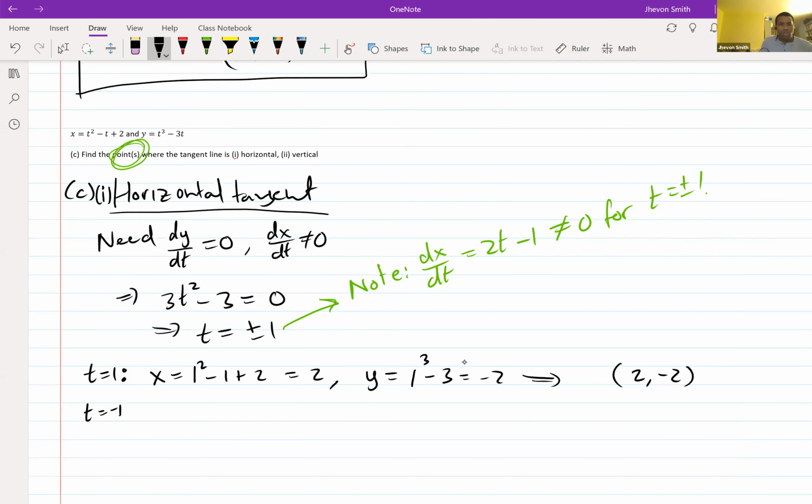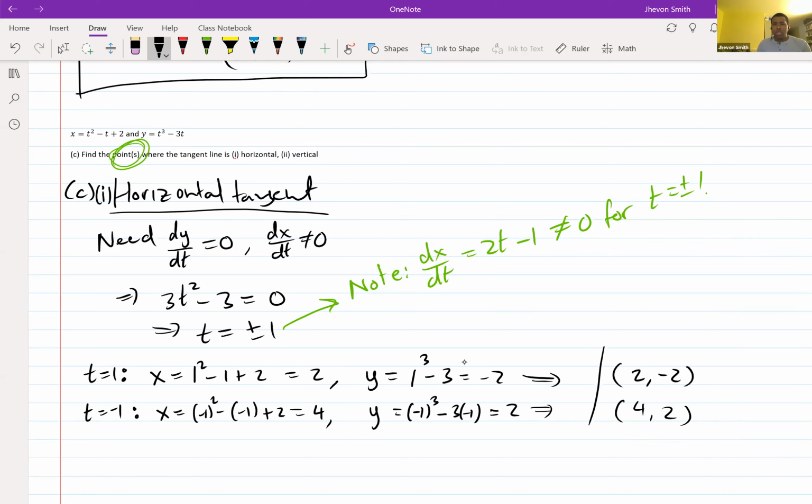When t equals minus 1, our x would be minus 1 squared minus minus 1 plus 2. So of course that's positive 1 plus 1 plus 2, so that would be 4. And y is going to be minus 1 plus 3, that's 2. That gives you the point (4, 2). So these are the points where we have a horizontal tangent line.